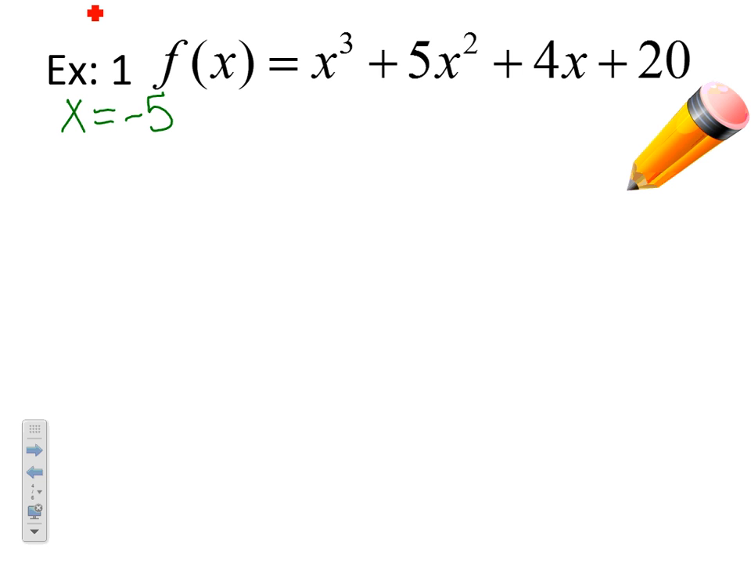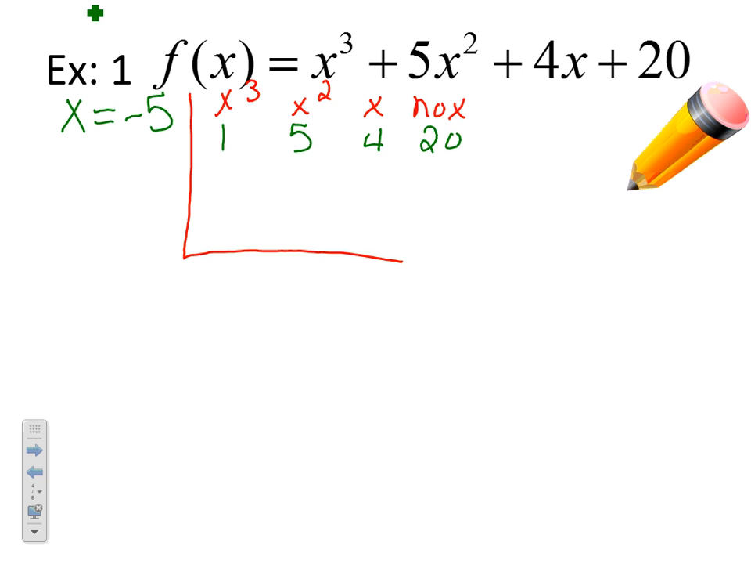So x equals negative 5. Plug this in here. We have x cubed, x squared, x, no x. And we're going to get 1, 5, 4, and 20. Bring that first one down. Negative 5 times 1 is negative 5. So here we're going to get 0. 0 times negative 5 is 0.